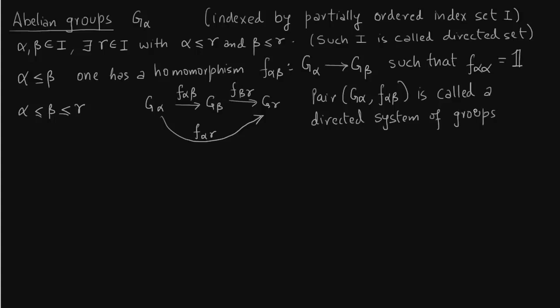So now we want to come to the heart of the matter, which is the direct limit. So the direct limit of such a directed system is given as follows. You take a disjoint union of all the groups and mod it out by an equivalence relation. So what is the equivalence relation? You consider an element x_alpha in some group G_alpha, and another element x_beta in G_beta. These two elements are equivalent if they are somehow eventually equal.